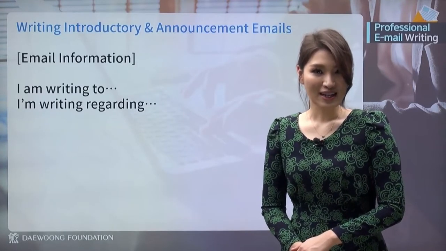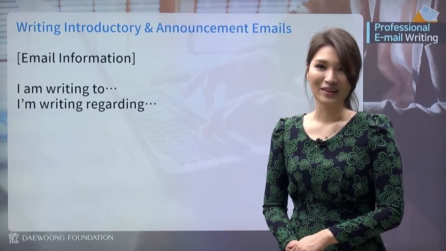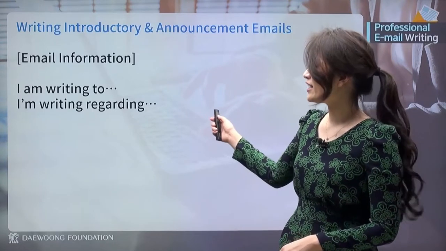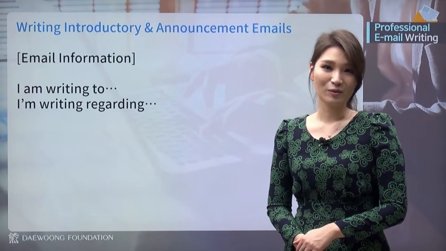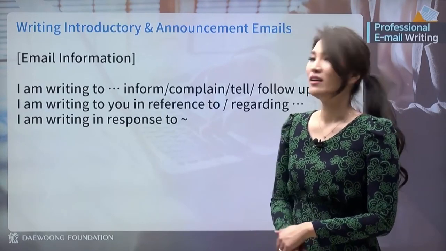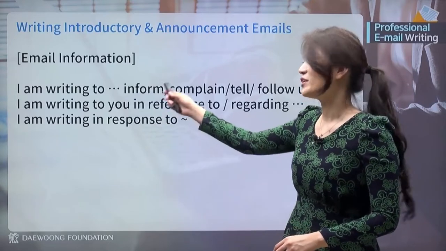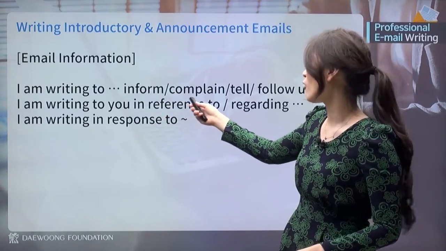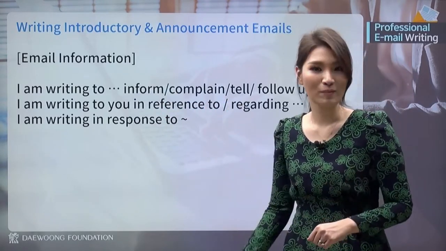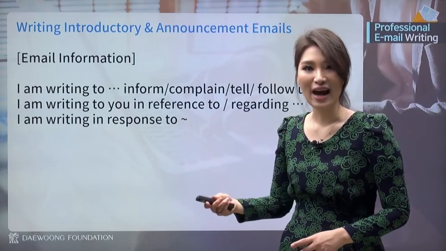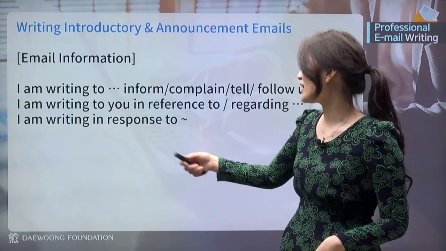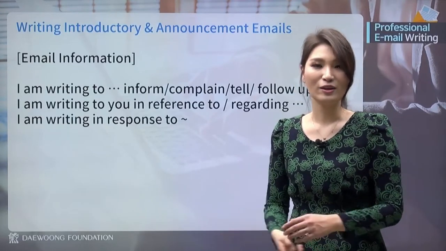Do you remember the sentences I asked you to remember? The sentences were, I am writing to, and I am writing regarding. That is the easiest way to state your purpose. So after the "to" here, you need to write a verb such as inform, complain, tell, follow up, inquire, right? After the "regarding", you need to write a noun such as the complaint. I am writing regarding the complaint. That is what you need to do.